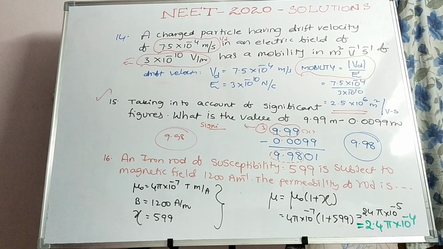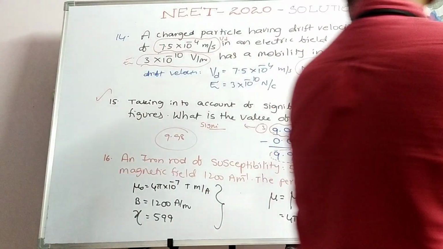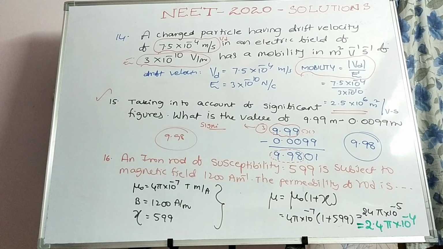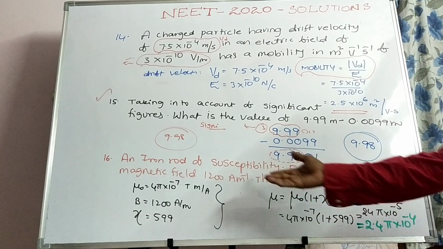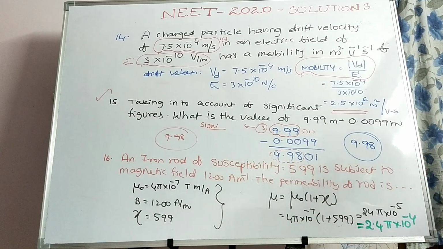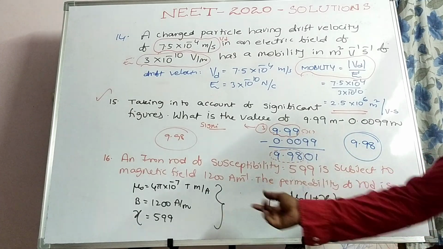And we will go through the other question, that is an iron rod of susceptibility 599 is subjected to magnetic field 1200 ampere per meter. The permeability of the rod is? So here we have the generalized expression: mu naught in free space is 4 pi into 10 power minus 7, the magnetic field given is 1200 ampere per meter, as well as susceptibility given as 599.